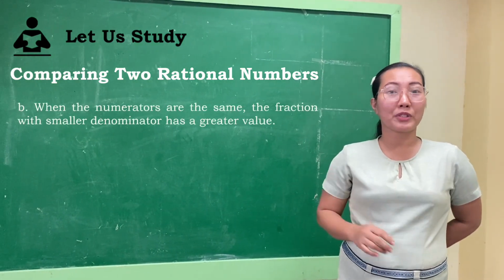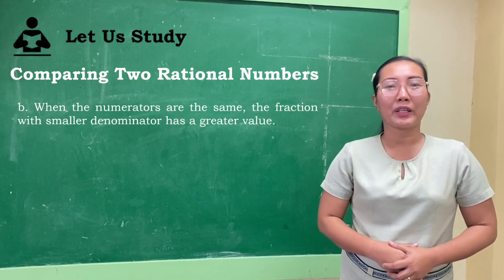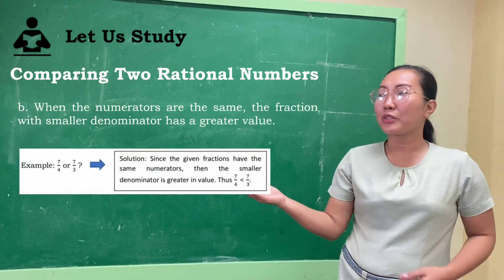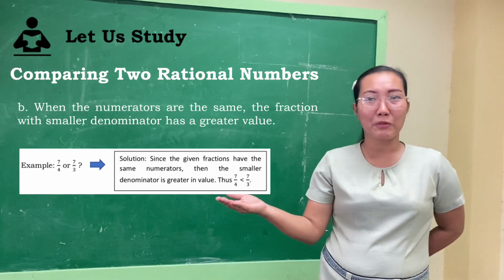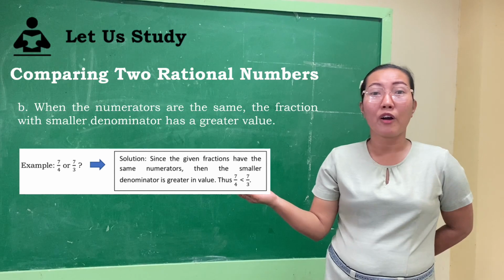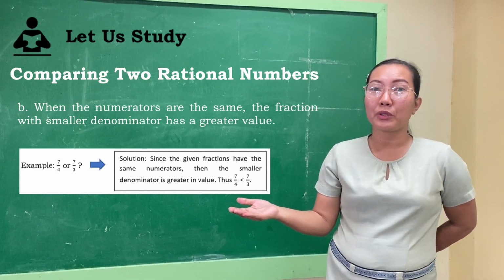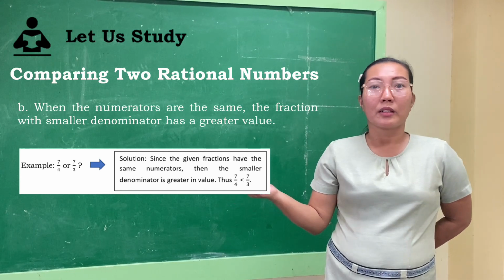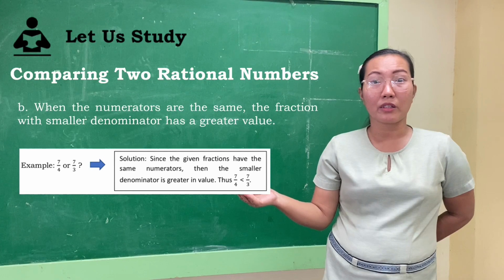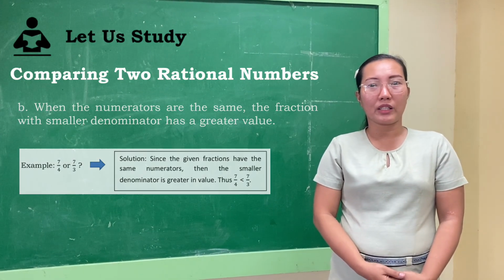Second, when the numerators are the same, the fraction with the smaller denominator has a greater value. Let's have an example: 7/4 and 7/3. As you can see in our example, they have the same numerators, which is 7, while the denominators are 4 and 3. So obviously, the fraction with greater value is 7/3, since 7/3 has a smaller denominator, which is 3. So in conclusion, 7/4 is less than 7/3.